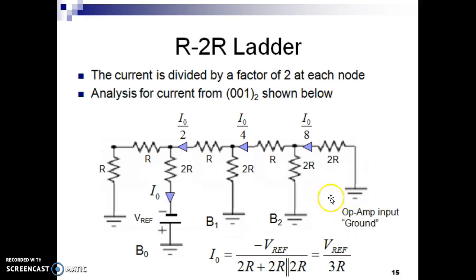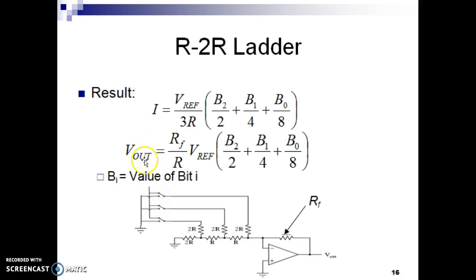So we can calculate the output voltage as V out equal to RF by R into V reference times B2 by 2, B1 by 4, and B0 by 8. By using this equation you can easily calculate the analog output voltage of a digital to analog converter.